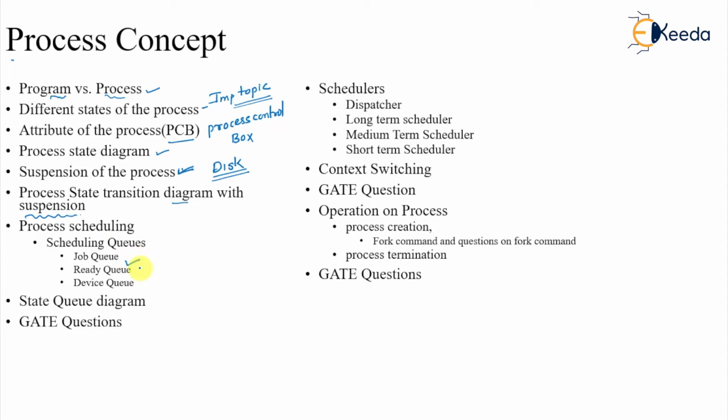There is a job queue, there is a ready queue, and there is a device queue. So they are waiting for resources. What are they waiting for? They are waiting for the resource to be allocated, right? Then we'll talk about the queueing diagram.